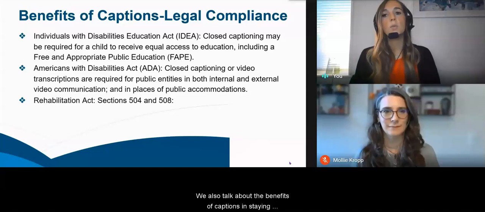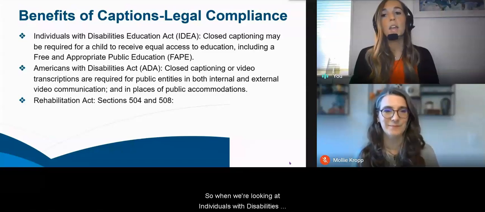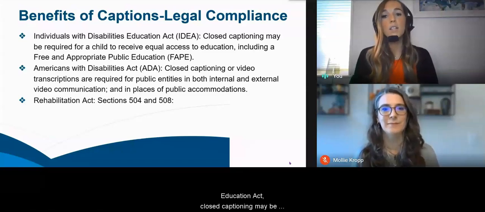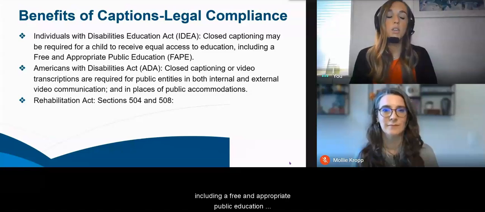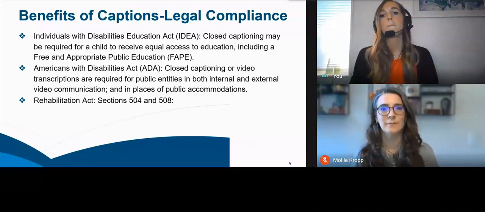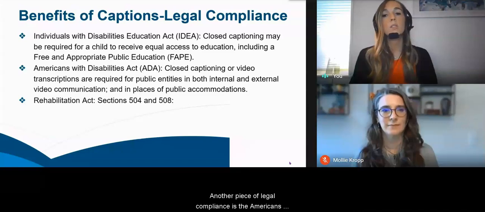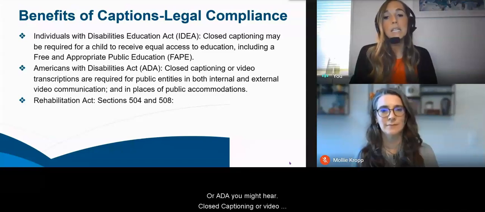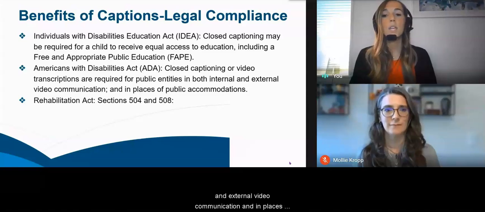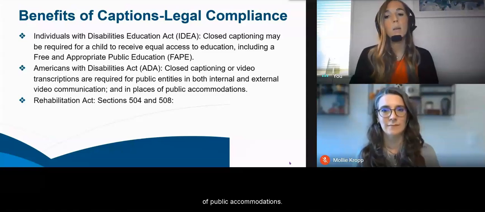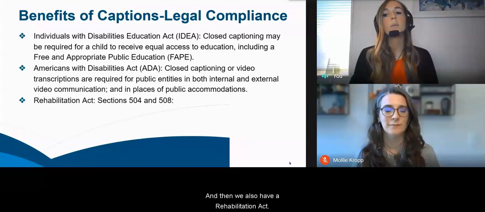We also talk about the benefits of captions in staying legally compliant. So when we're looking at the Individuals with Disabilities Education Act, closed captioning may be required for a child to receive equal access to education, including a free and appropriate public education, or what we refer to as FAPE. Another piece of legal compliance is the Americans with Disabilities Act, or ADA, you might hear. Closed captioning or video transcriptions are required for public entities in both internal and external video communication and in places of public accommodations.